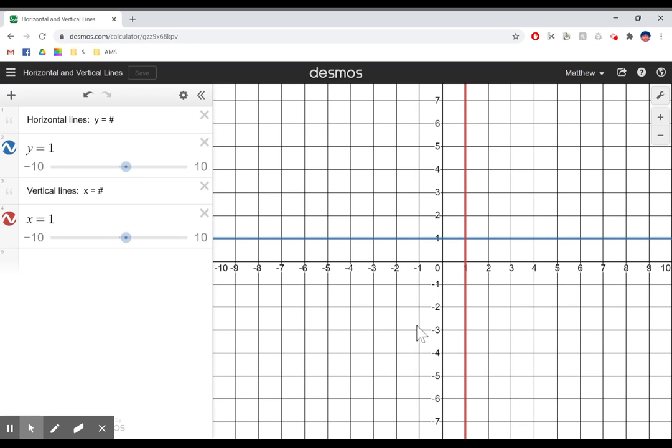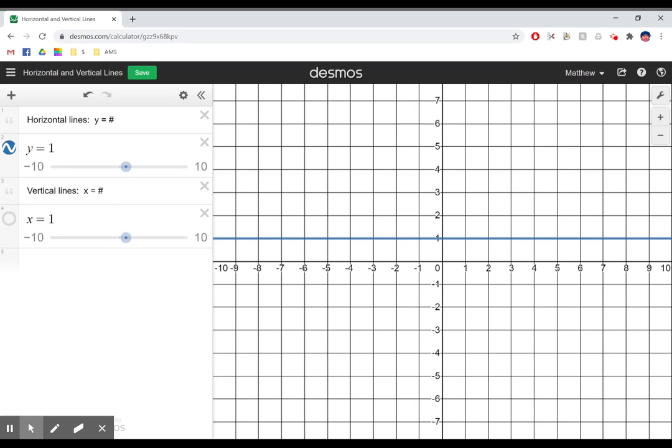All right. So first thing is I'm showing a horizontal line and a vertical line. You can hide them one at a time if you need to, right? So if I want to just focus on the horizontal line, I'll hide that. But if you want to have both, that's fine. So let's talk about the horizontal line first.